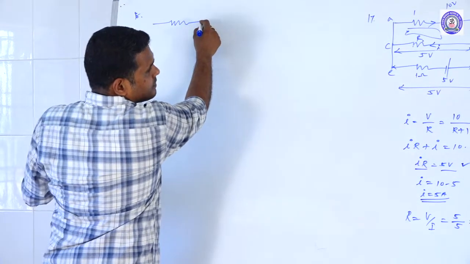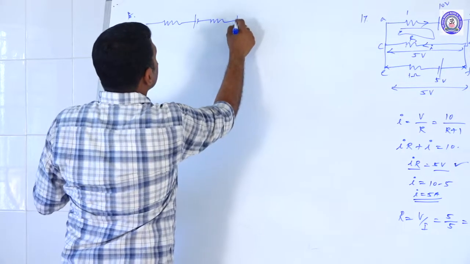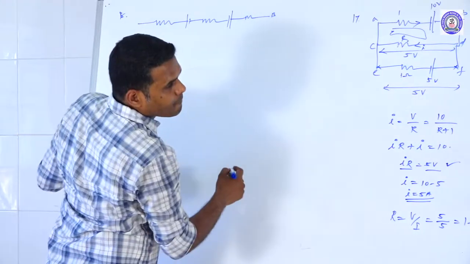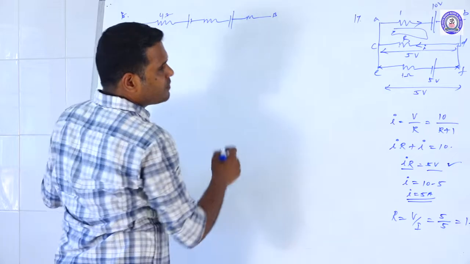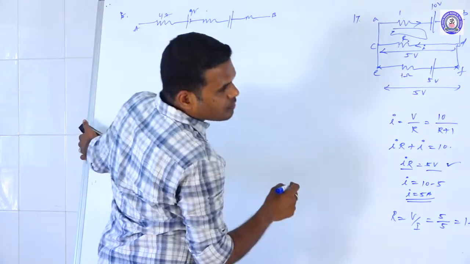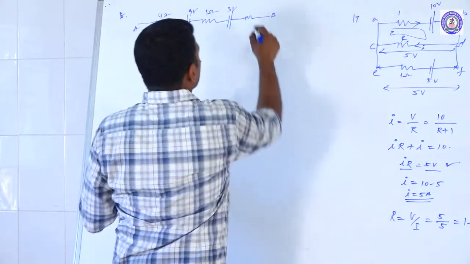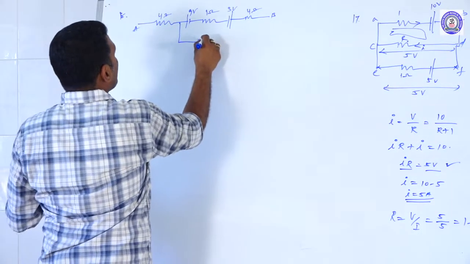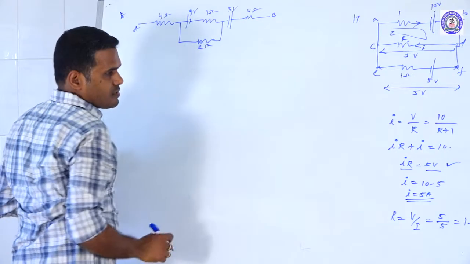A resistor, a battery, and another resistor, cell, and B. This is A, 4 ohm, 9 volt, 1 ohm, 3 volt, 4 ohm, and they are asking you to find out the current flowing through this 2 ohm resistor.